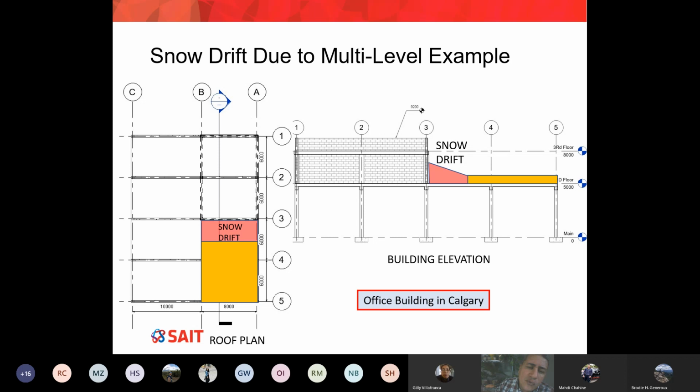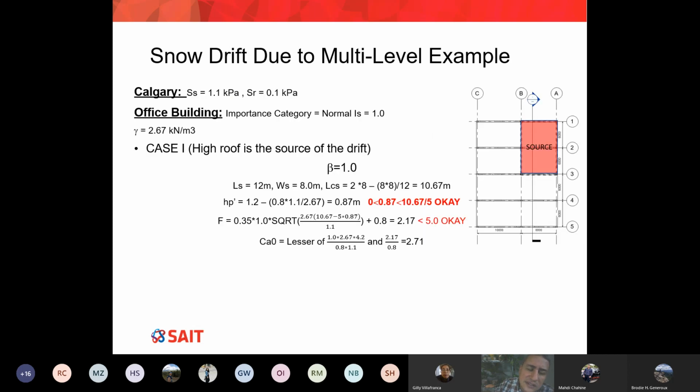So the dimensions of the high roof is 12 meter, 6 plus 6, multiplied by 8 meter. So the length of the high roof is 12 meter and the width is 8 meter. You know the LS and you know the WS, 12 and 8, so you can find the L sub CS. Very simple: 2 times 8 minus 8 squared divided by 12, you get 10.67. So here is your LCS. Sorry, it's correct, it's LCS, 10.67. Then once you know the L sub CS, you go find your HB dash.